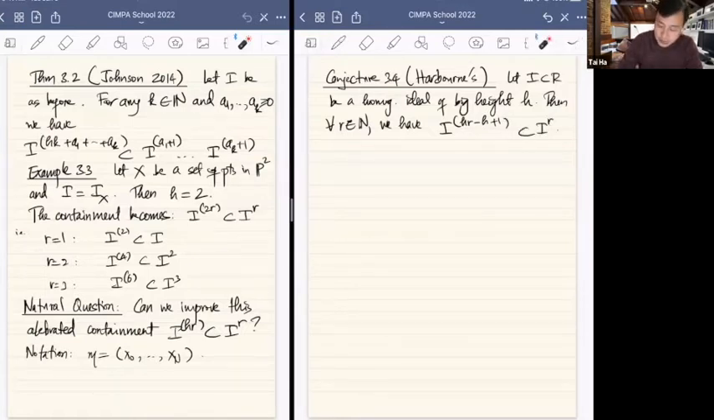So Harbourne basically conjectured that we can drop the power on the left-hand side by h minus 1. Now it's very easy to come up with examples where, without this 1, the containment fails. So this 1, if it's possible to prove, would be the best that one can hope for. The other conjecture, so this is when one wants to make the left-hand side larger.